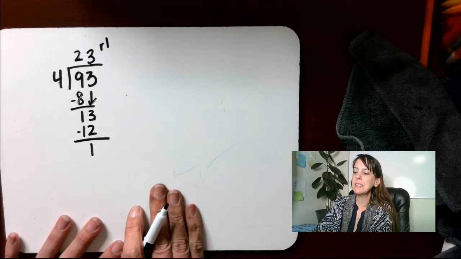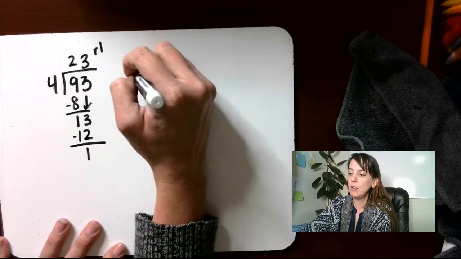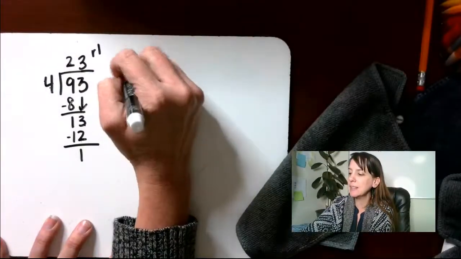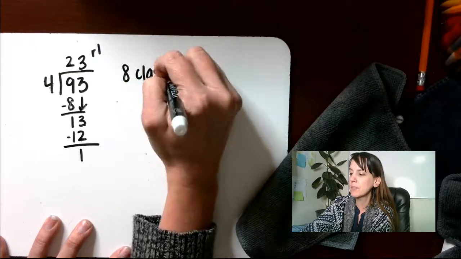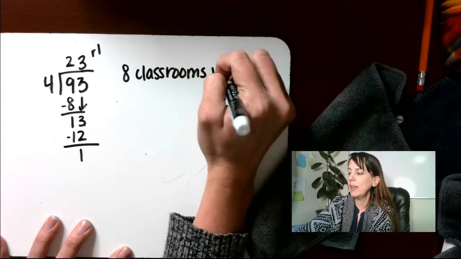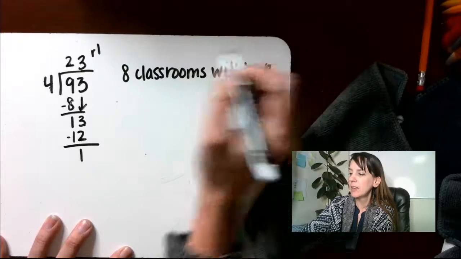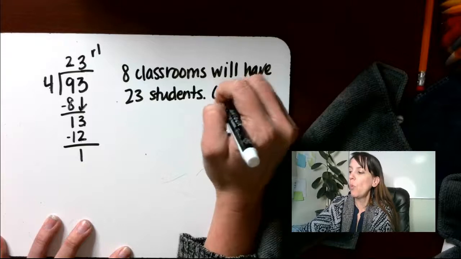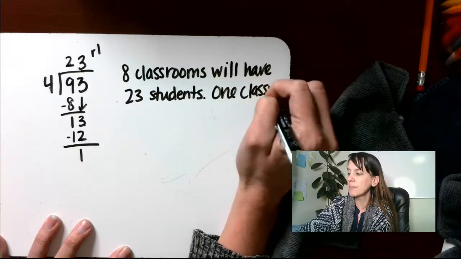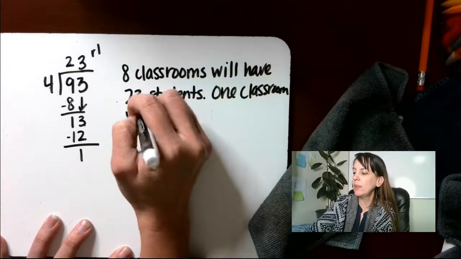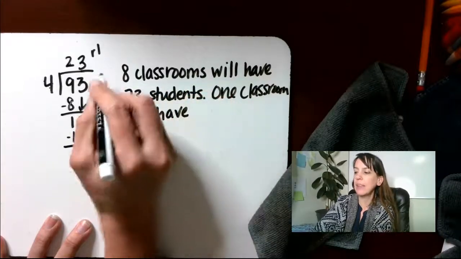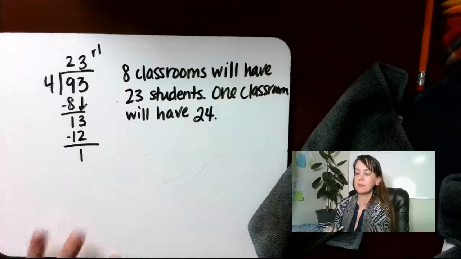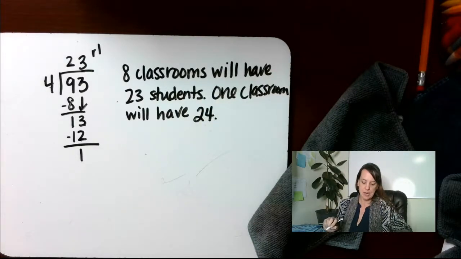So that means that 3 classrooms, to equally divide them, 3 classrooms will have 23 students. 1 classroom will have that remainder, right, it needs to go somewhere. So 1 classroom will have 24 students, okay? It will have 24 students.